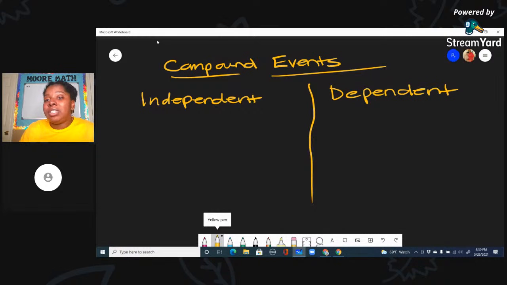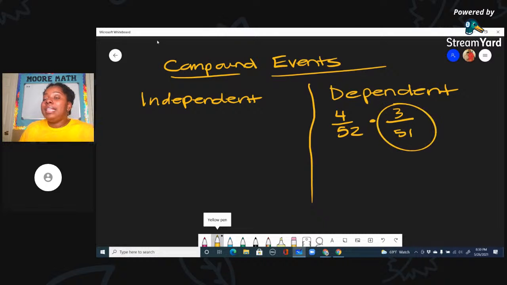So a dependent event would be just like what we did. When we don't replace the card, what happened here for this second one, this 3 out of 51, this probability was based on what happened with the first one, right?